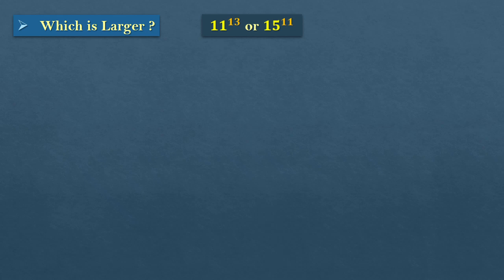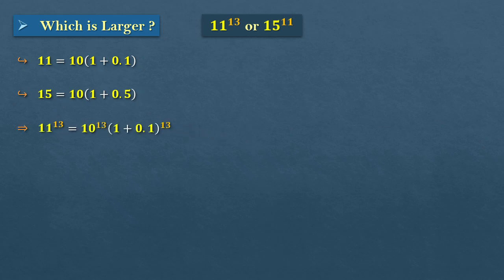We start by rewriting the numbers. 11 is equal to 10 times (1 plus 0.1). 15 is equal to 10 times (1 plus 0.5). Now we have 11 to the power of 13 is equal to 10 to the power of 13 times (1 plus 0.1) to the power of 13.